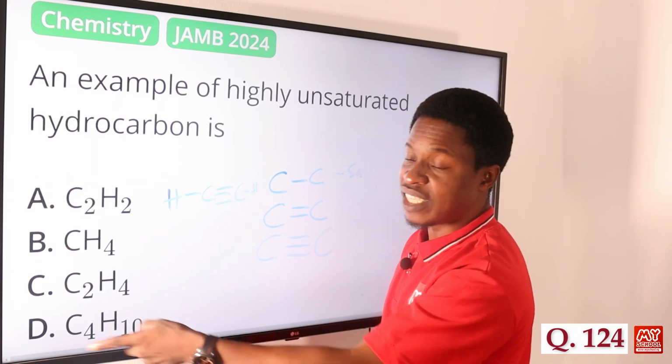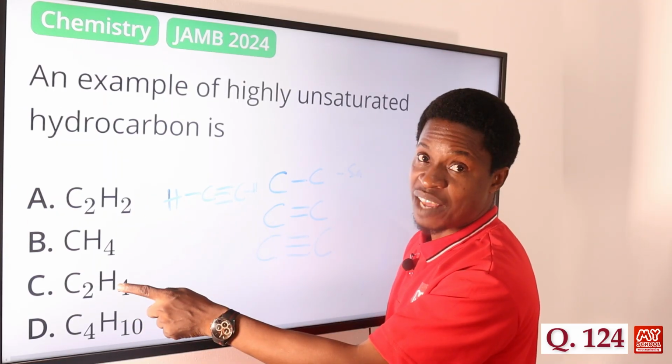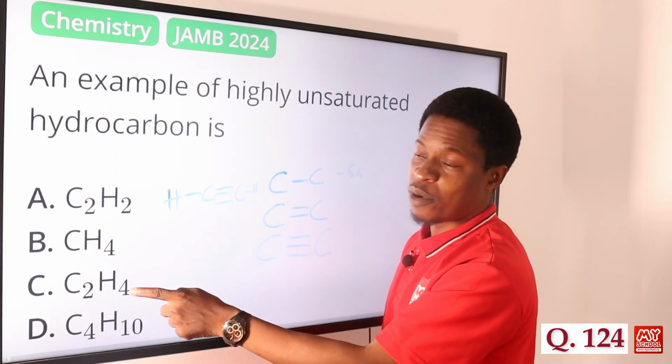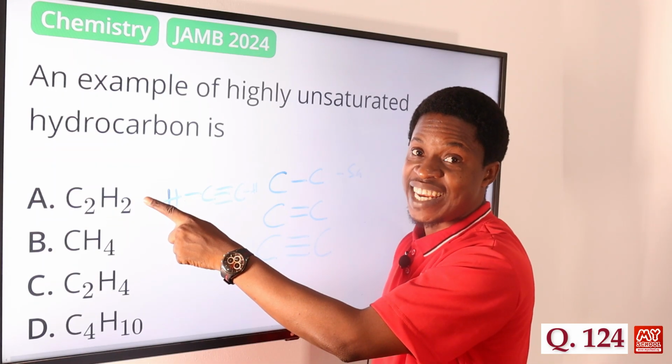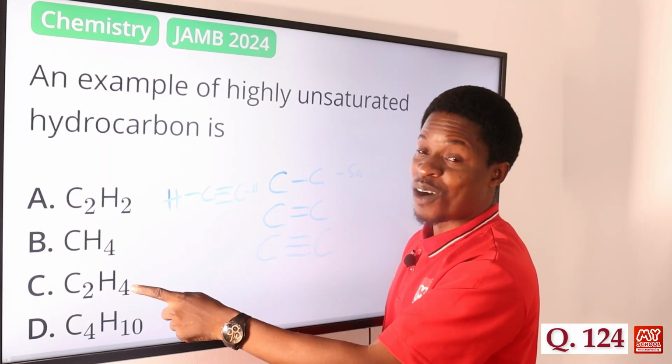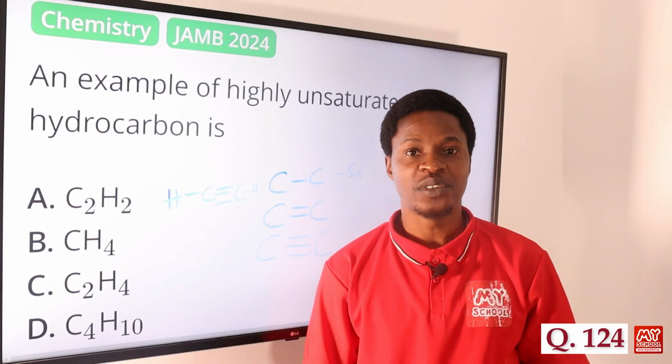So B and D are knocked off, eliminated from the options. We have options A and C left. Both of them are unsaturated hydrocarbons, but option A, ethyne or acetylene, is more highly unsaturated compared to the ethene. So the correct answer is option A.